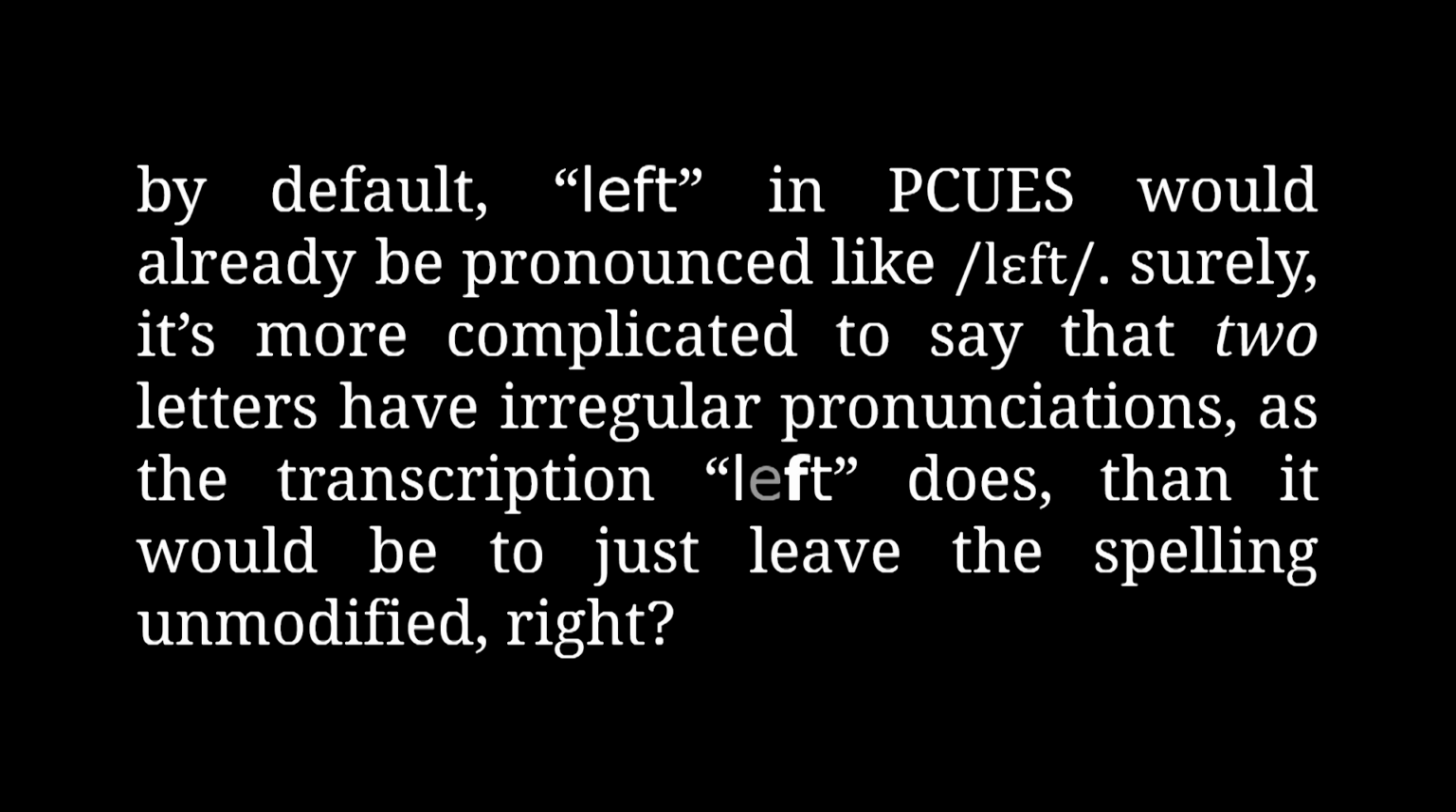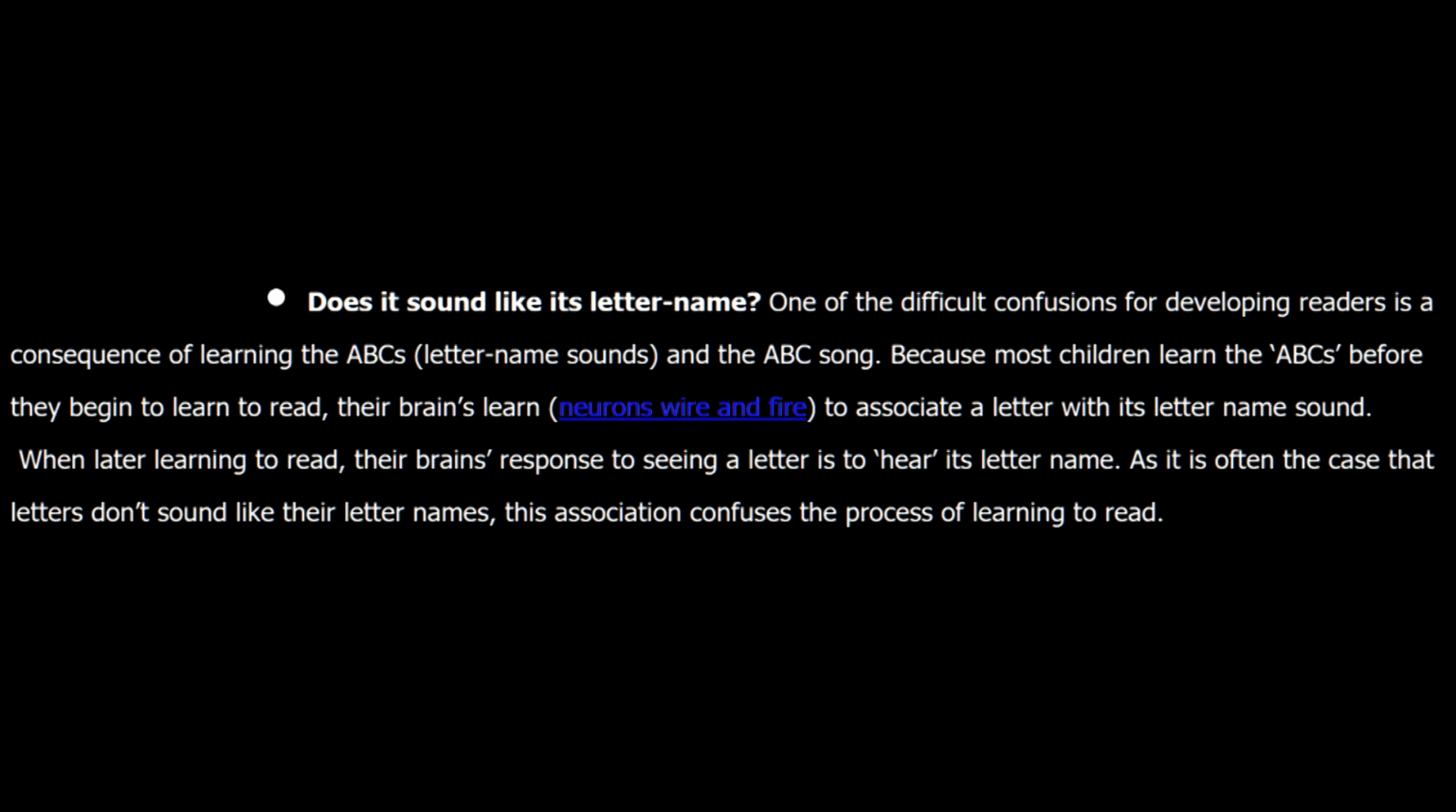Well, the fine people at Learning Stewards do have an explanation for this. Quote, "One of the difficult confusions for developing readers is a consequence of learning the ABCs and the ABC song. Because most children learn the ABCs before they begin to learn to read, their brains learn to associate a letter with its letter name sound. When later learning to read, their brains' response to seeing a letter is to hear its letter name.